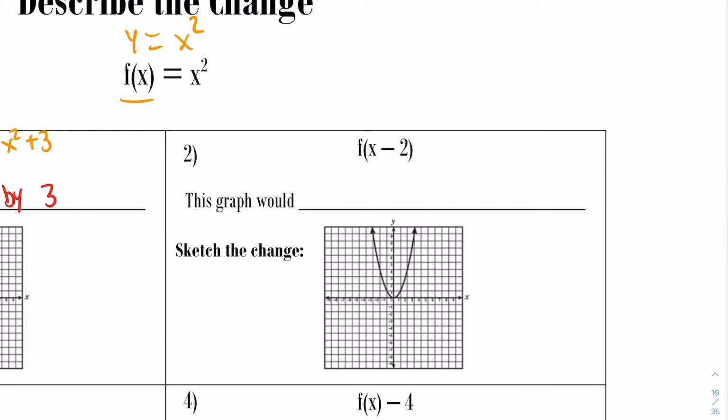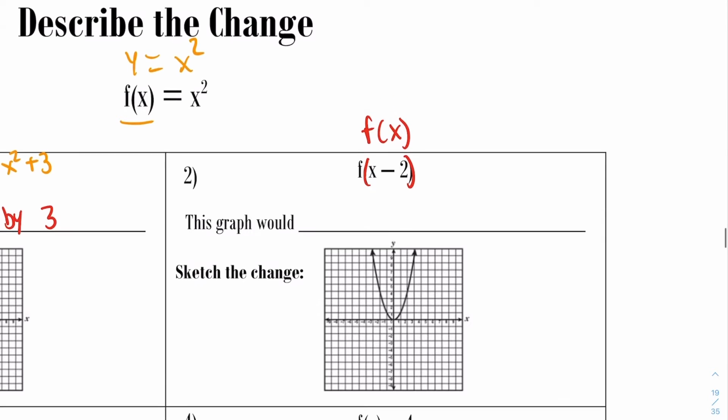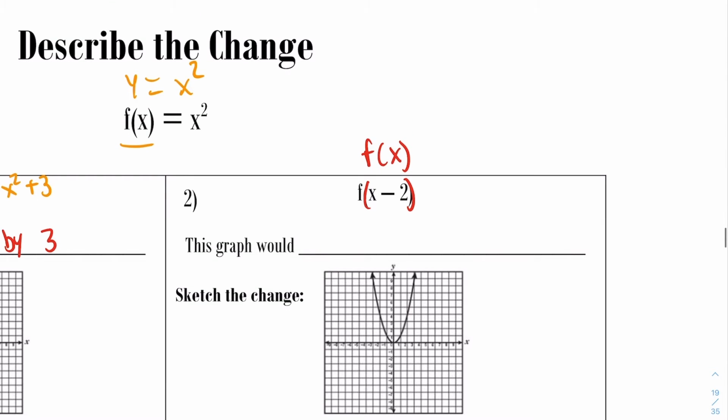Here's one that's different. If we have f of x minus 2, then this is different than this. But if you remember our old lessons about function notation, anything that gets put right here goes in for x. Whatever is inside of this parentheses for f of x, anything that's in there, you're just going to substitute it where x would have been. Okay?